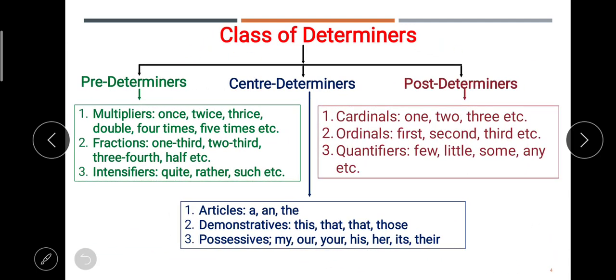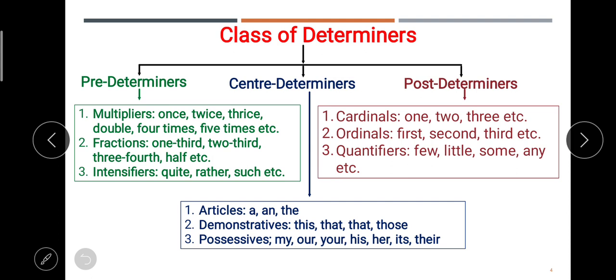Next one is the class of determiners. Class of determiners means: when we use more than one determiner to point out a noun, to talk about a noun, what should be the order? Because all those 40 or 50 words cannot be used randomly. There is a certain order which must be respected and followed.